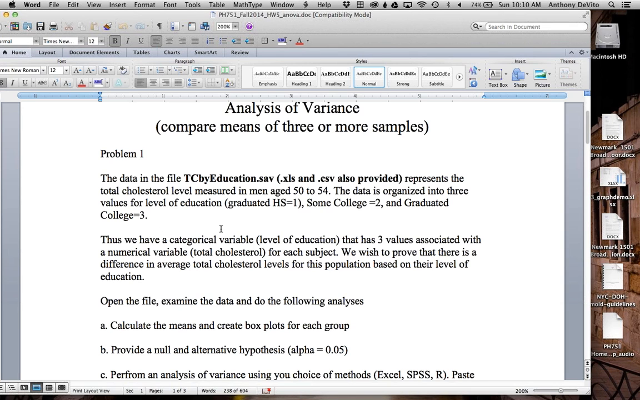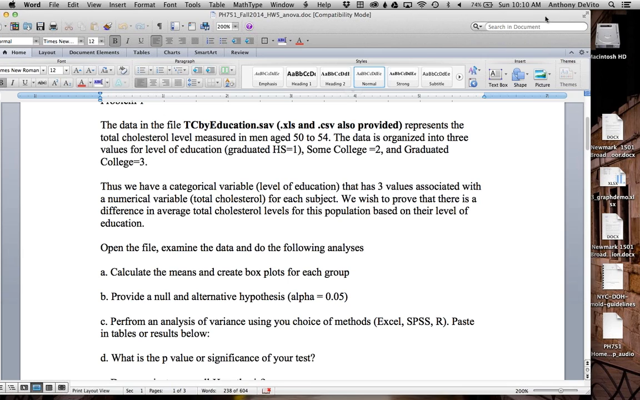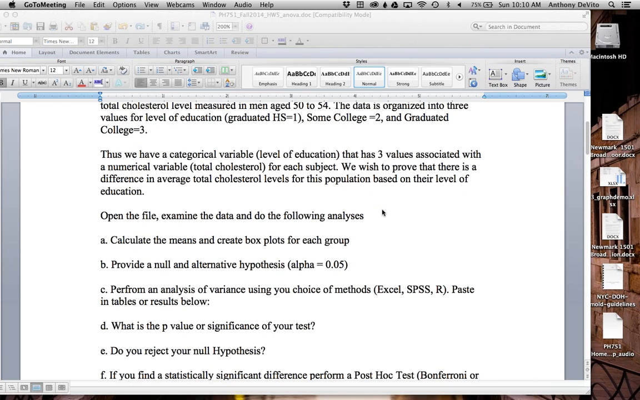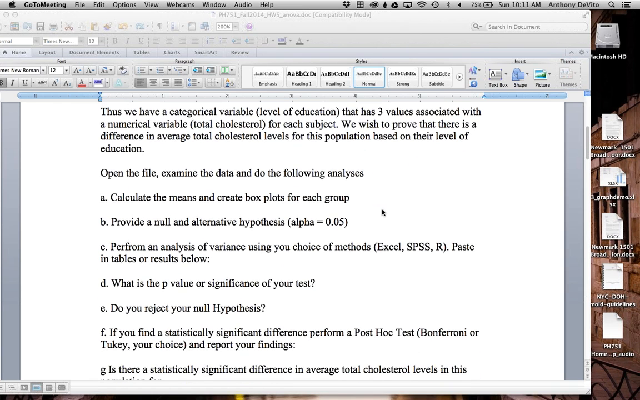I'm going to start with problem one. I enlarged it, so I think you should be able to see it at this size. The data file is TC, that's total cholesterol by education. I've given you a number of different options there: an Excel file, a CSV file, and there's even an .sav or SPSS file. That's the one we're going to use now because it's going to be the easiest one for us to get the results from, effectively and quickly.